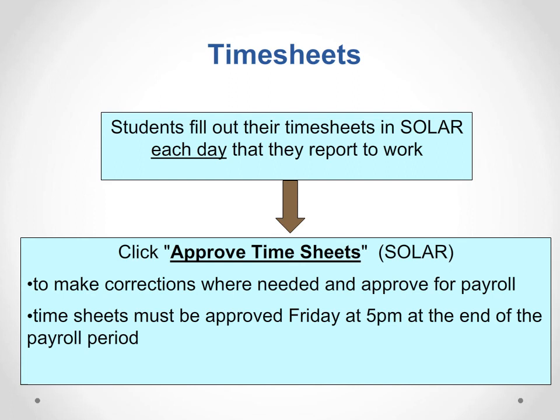Students must fill out their timesheets in Solar each day they report to work. To approve timesheets, student employment coordinators can click on Approve Timesheets in Solar. Timesheet corrections can also be made on this page. Timesheets must be approved on the Friday at 5 p.m. at the end of the payroll period.